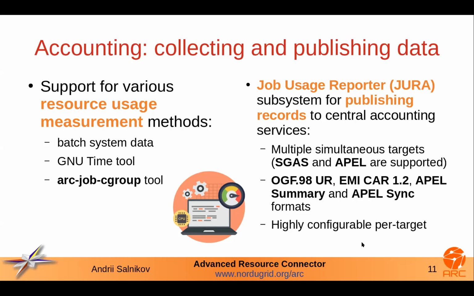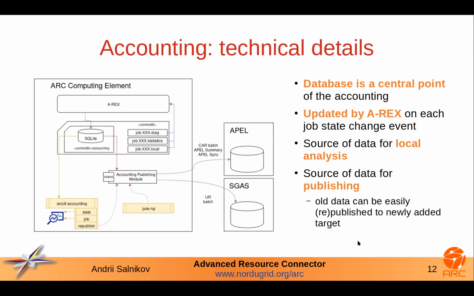Yeah, let's go to the next slide. These are more technical details of how it looks. So there is a database in the center. There are also some files inside the control tier that are kind of internals where information is stored initially, and these accounting publishing modules, now Python modules that are part of the entire framework of ARC control, are used by the arcctl accounting subsystem and by another script called JURA-ng that is used to publish to SGAS or APEL.